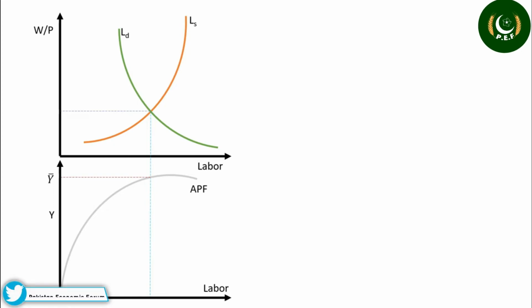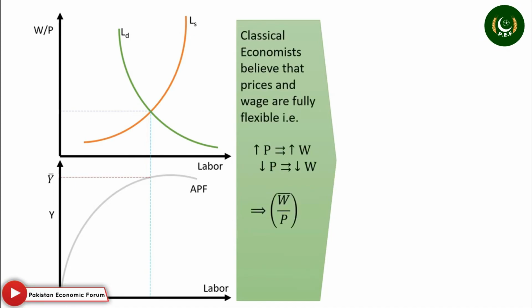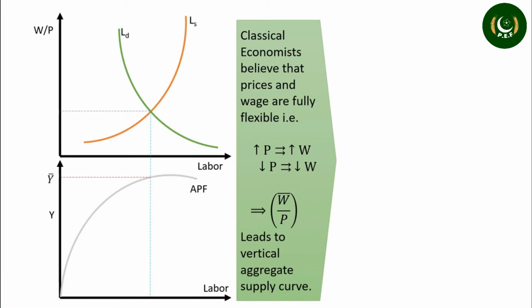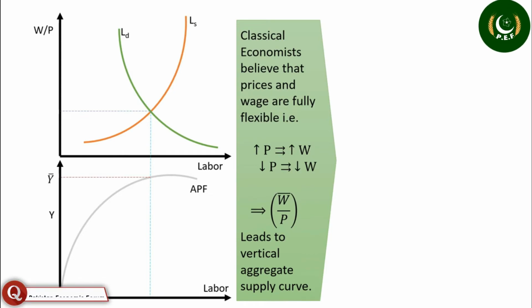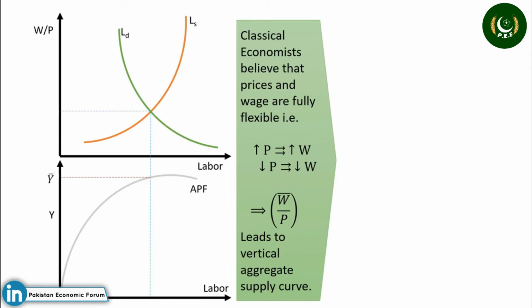Students, classical economists believe that prices and wages are fully flexible. That is, if the price level increases, the firms increase the level of monetary wages, and if the price level decreases, it results in a decreasing monetary wage rate. Therefore, the real wages remain the same. And as labor demand and labor supply are functions of the real wage rate, they will also remain the same. The level of employment will always be at full employment.